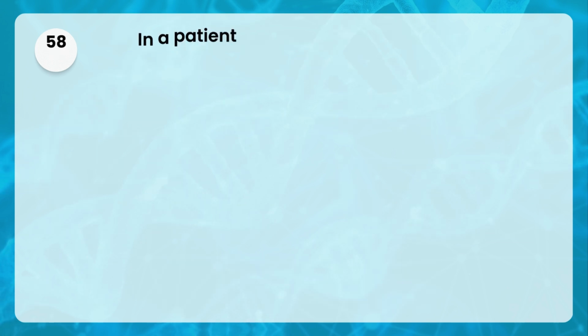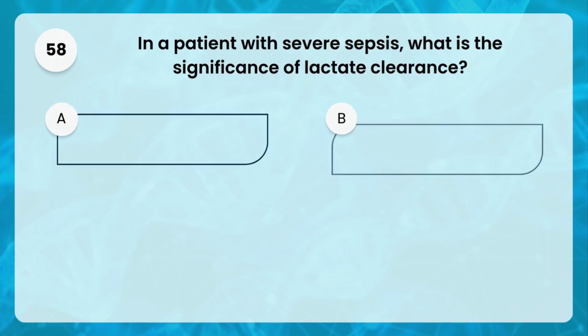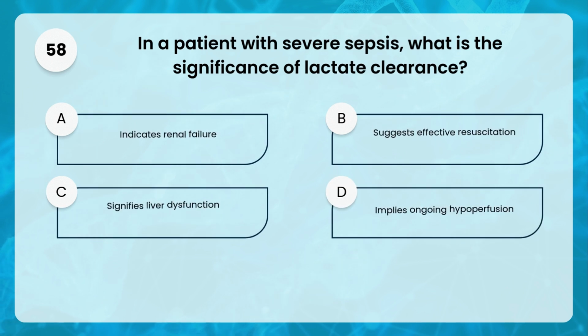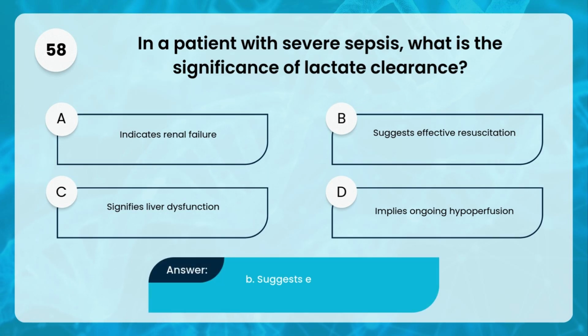Number 58. In a patient with severe sepsis, what is the significance of lactate clearance? A. Indicates renal failure. B. Suggests effective resuscitation. C. Signifies liver dysfunction. Or D. Implies ongoing hypoperfusion. The answer is B. Suggests effective resuscitation.